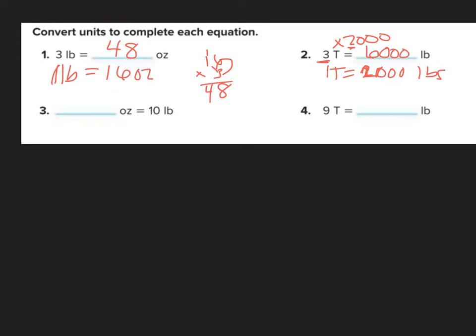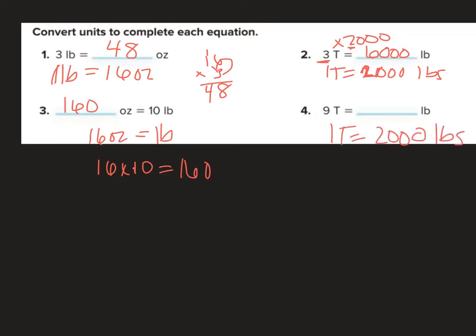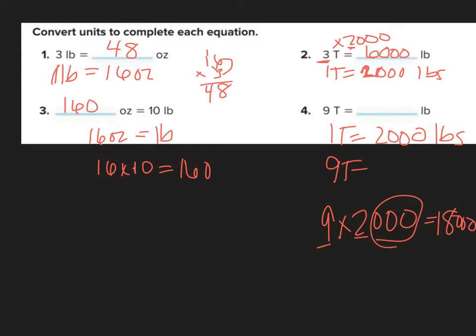Okay, this says how many ounces are in 10 pounds. So 1 pound equals 16 ounces. So 10 pounds means I need to multiply 16 times 10, which is 160, because I just need to add that 0 or move my decimal point 1 spot to the right. 1 ton equals 2,000 pounds. So 9 tons, need to take 9 times 2,000. So I just have to do 9 times 2 equals 18, and then add my 1,000. So it is 18,000 pounds.